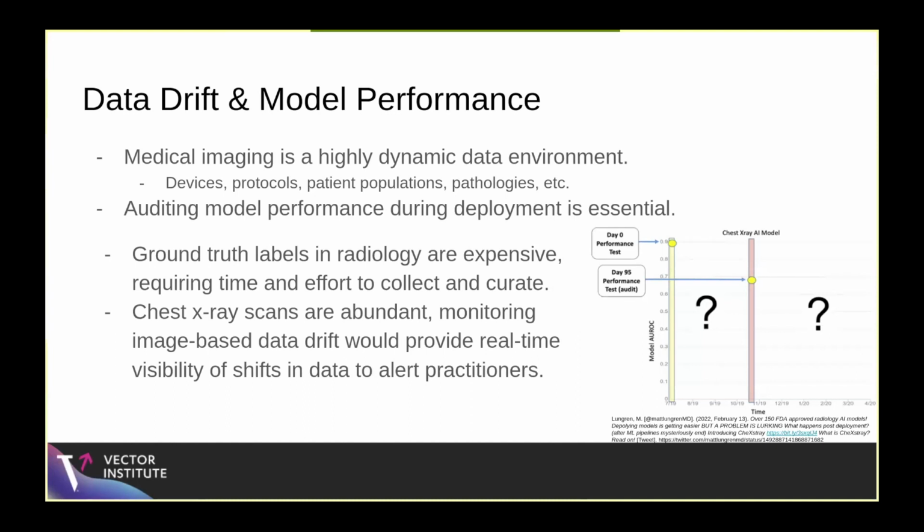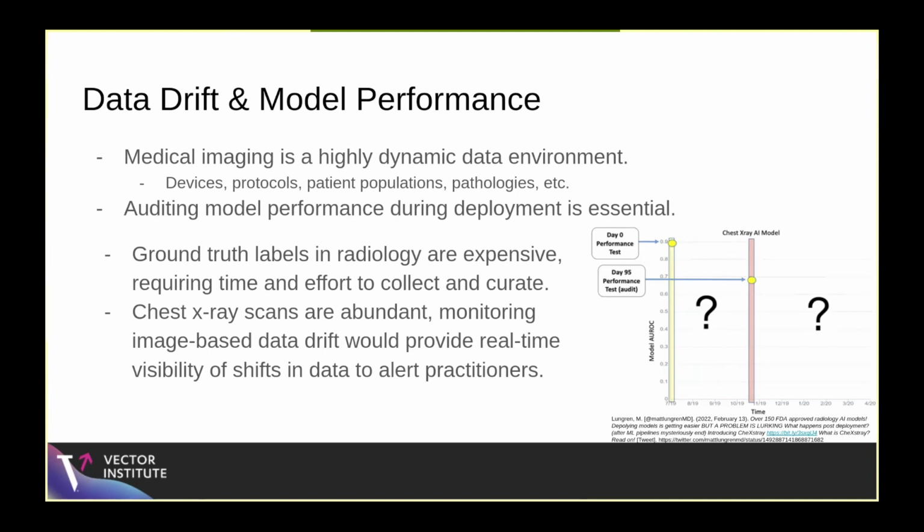So just a bit of background: medical imaging is a highly dynamic data environment. The change in, say, devices, protocols, the proportion of patient populations, as well as new pathologies is very common. And being able to audit model performance during deployment is essential. The only catch is that ground truth labels in radiology are expensive, and there's usually a considerable amount of lag and effort required to collect and curate the labels.